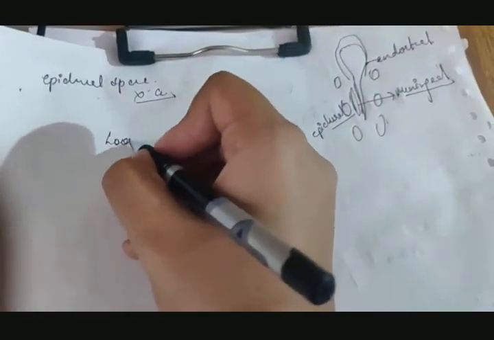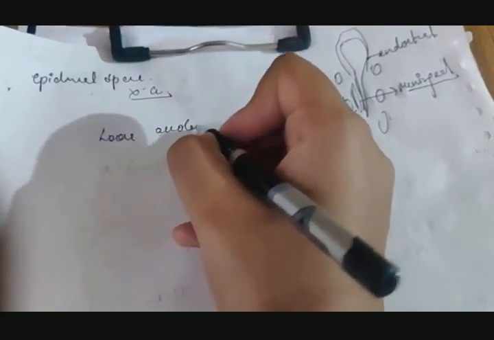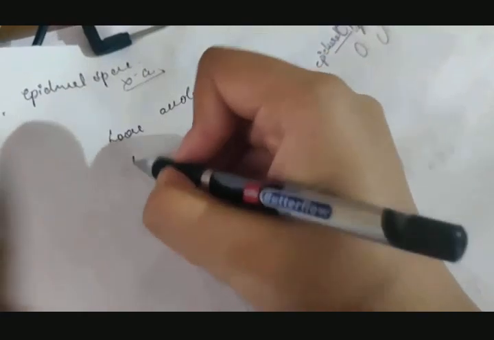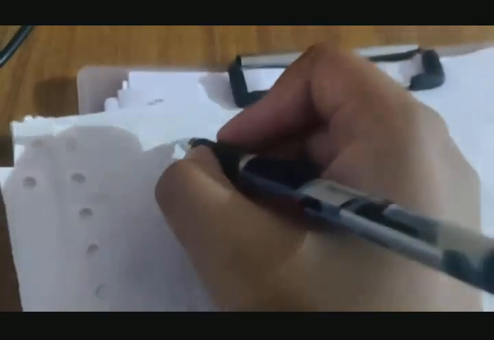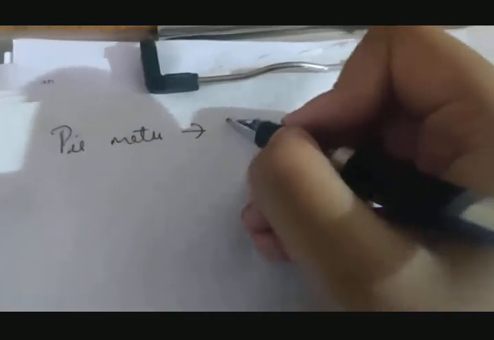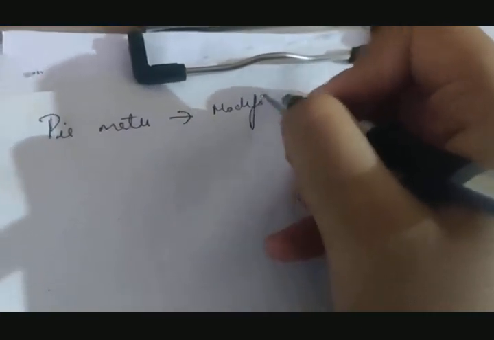The epidural space consists of loose areolar tissue. It consists of the internal vertebral venous plexus. Okay, so now we'll talk about the pia mater. The pia mater is important because it consists of different modifications.